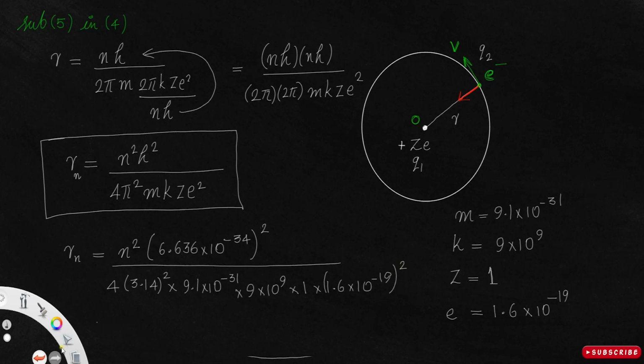Simplifying this, you will get Rn equal to 5.3 into 10 raised to minus 11. See, on simplifying this, you will get 5.3 into 10 raised to minus 11. There is an n square here. So this is a general expression for the nth orbit of the Bohr model of hydrogen atom.